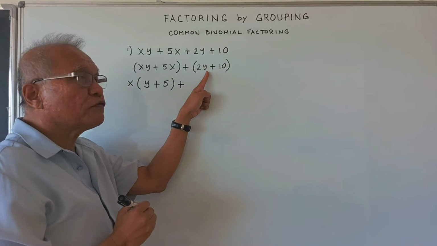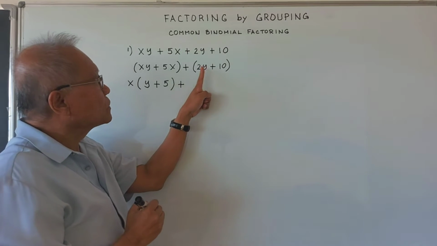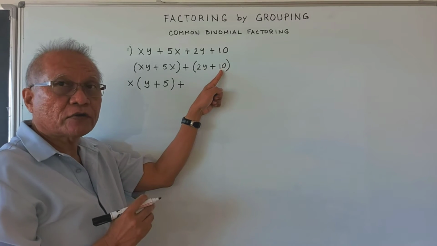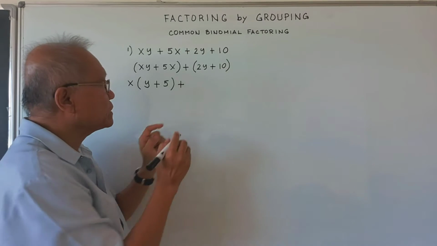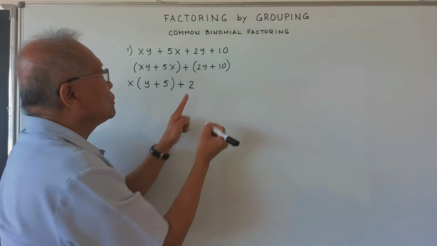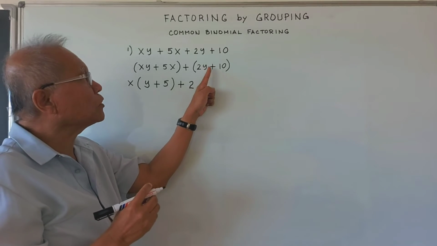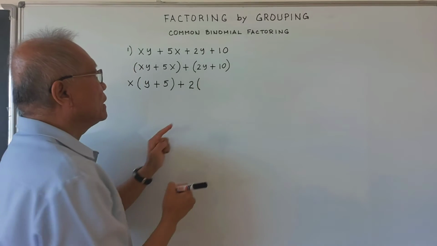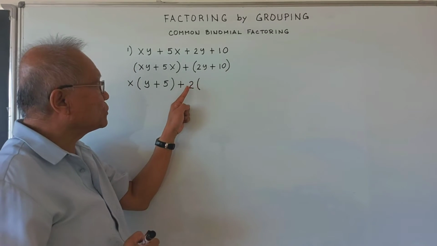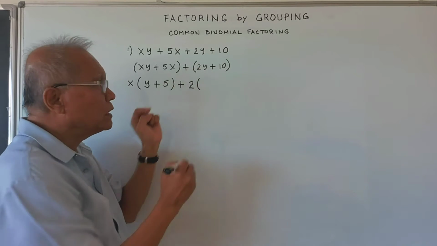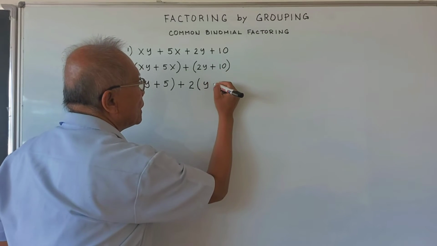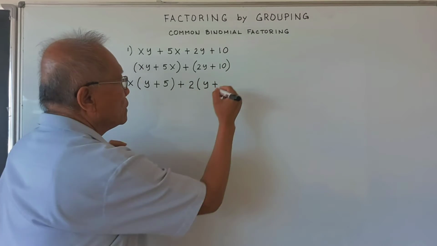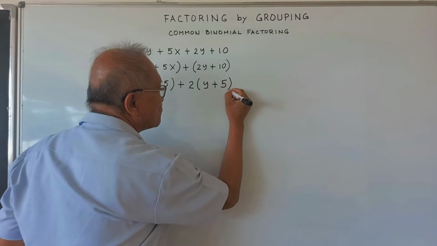And then we factor the second pair. So 2y plus 10. Numbers first, we have 2 and 10. So what's the common factor? The highest common factor is 2. What about the y? y is not a common factor because we don't have y in the 10. Okay, here 2y divided by 2. 2 divided by 2 is 1. So we have y here, plus 10 divided by 2 is 5. Okay, this one is 5.